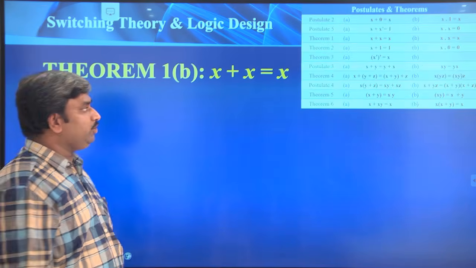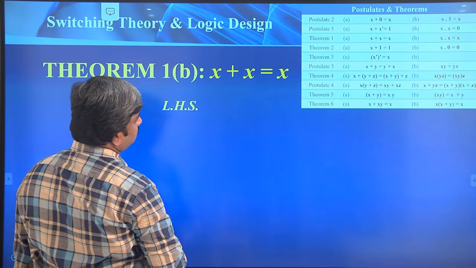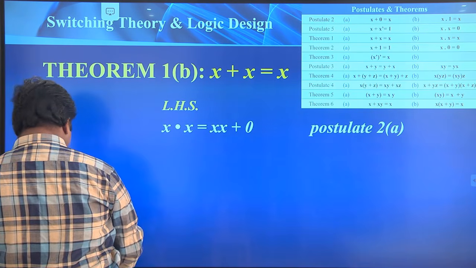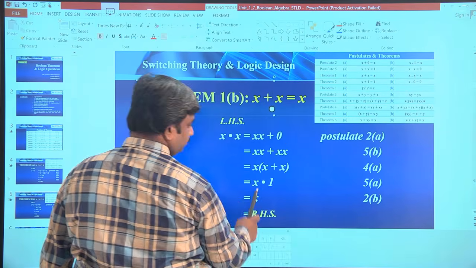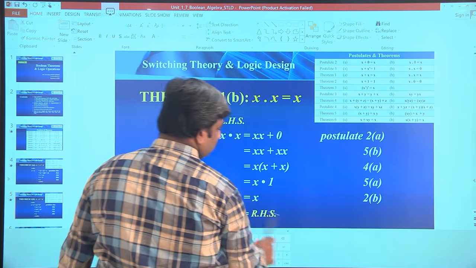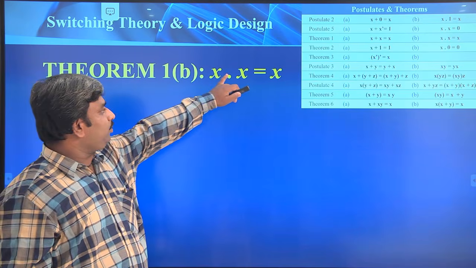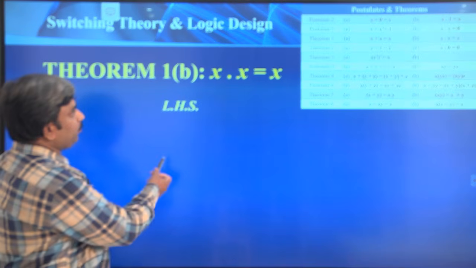Next, coming to the theorem 1b. In the same way, theorem 1b, x into x is equal to x. So this is the theorem 1b. So we have to prove this one, right?